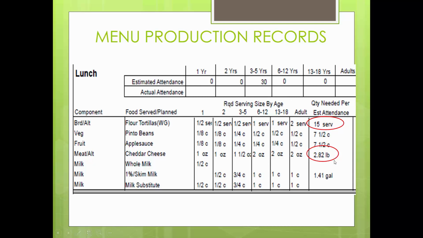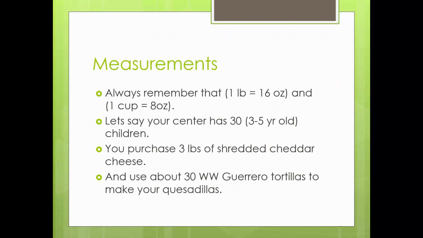Now, we all do know that you don't purchase 2.82 pounds at the grocery store, so let's round it up. I'm probably going to buy about 3 pounds of cheddar cheese, and that's what I'm going to put on my recipe, 3 pounds. Again, the menu production records is a tool so you can see how much you need to purchase as well. That's the point of having menu production records.